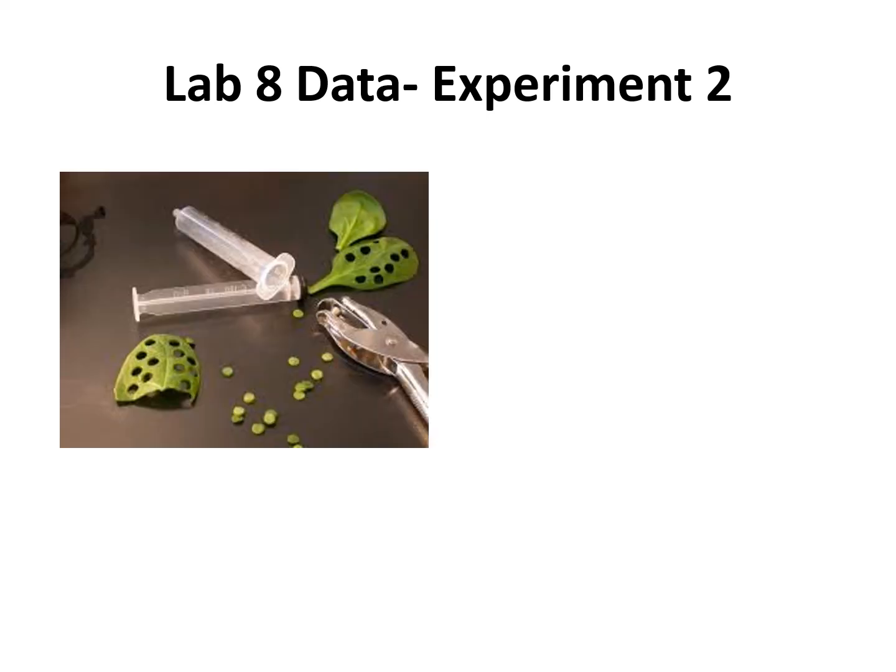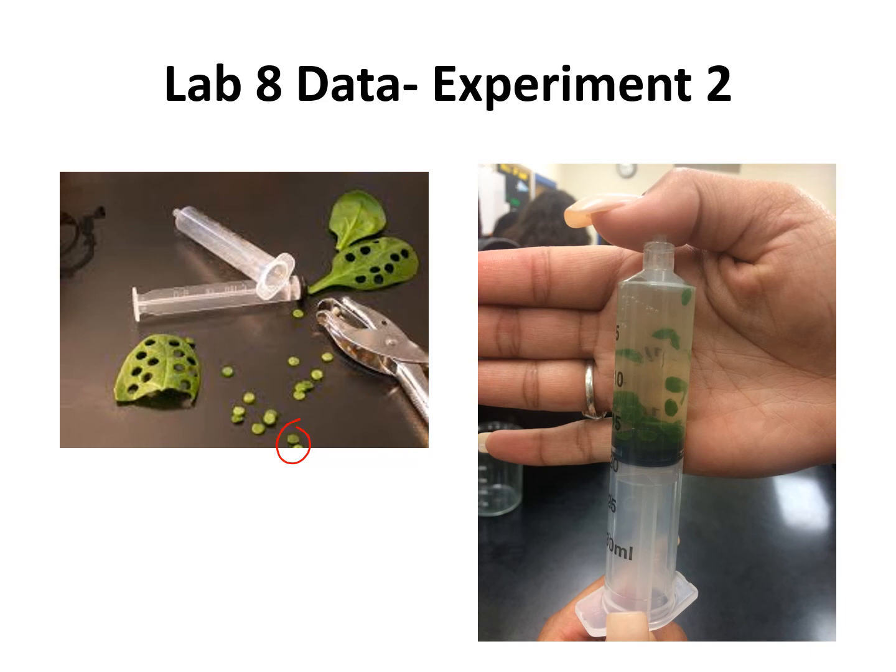Experiment 2, this is the leaf disc assay. So for this, you would have taken spinach leaves and cut out little discs, little round pieces of the spinach leaf. Then you would have taken those discs and put them into a solution and infiltrated them with the solution. So first solution you could have used was tap water, and you would have put the discs into a syringe, filled it with tap water, then sealed the top, put your finger over the top, and then pulled down on the plunger to create a vacuum.